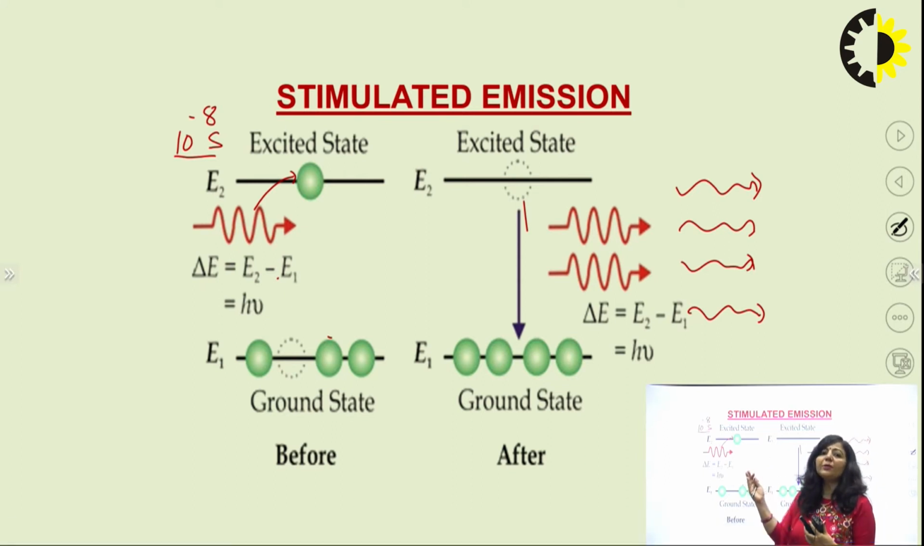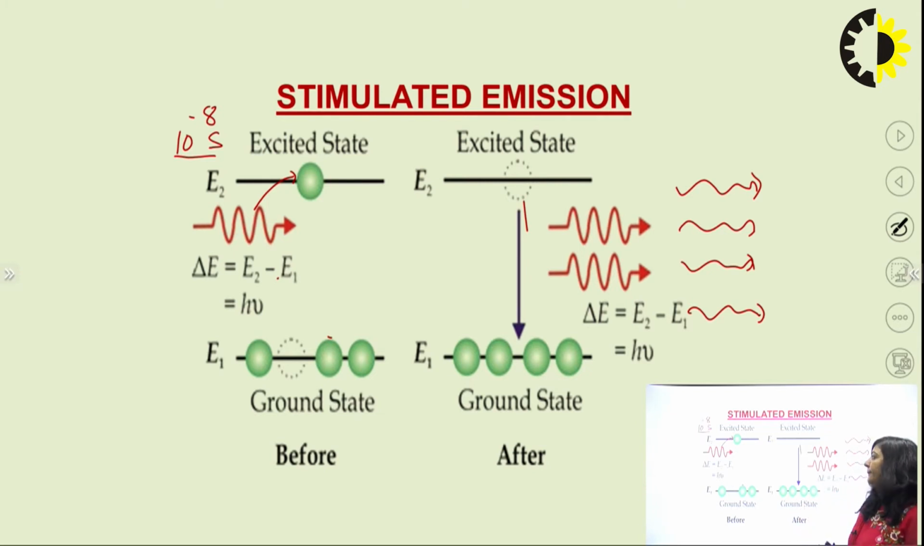But before 10 raised to power minus 8 second, this photon can trigger that transition from 2 to 1. It is acting like a catalyst. And you know, in any chemical reaction, if you have a catalyst, then finally you will get the catalyst in the same form. So this photon will remain in the same form. It will only trigger the transition from 2 to 1. So one photon converted into 2, 2 converted into 4 photons, and then you will get an amplified laser beam.